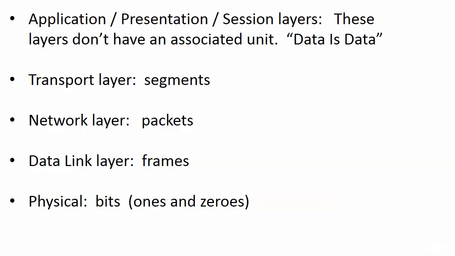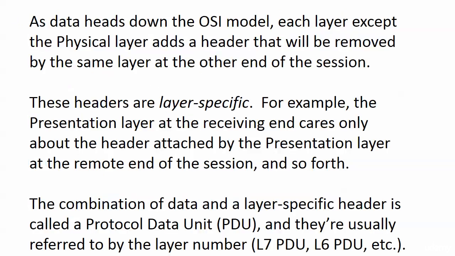Now, the application, presentation, and session layers, the ones that in our network admin jobs we don't have a lot to do with, do not have an associated data unit. Data is just data. It has not yet started to be prepared for transmission. At the transport layer, our data unit is segments. At the network layer, we're dealing with packets. At the data link layer, we're dealing with frames, and we're almost there. And at the physical layer, it's all ones and zeros; we're dealing with bits. On your exam, if they're talking about packets, you know it's layer 3 and a router is dealing with it. If they're talking about segments, you know it's a transport layer question. So keep those in mind.